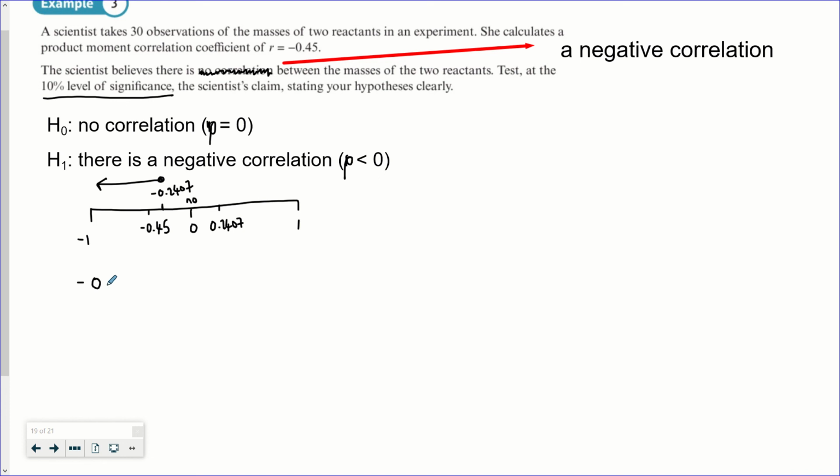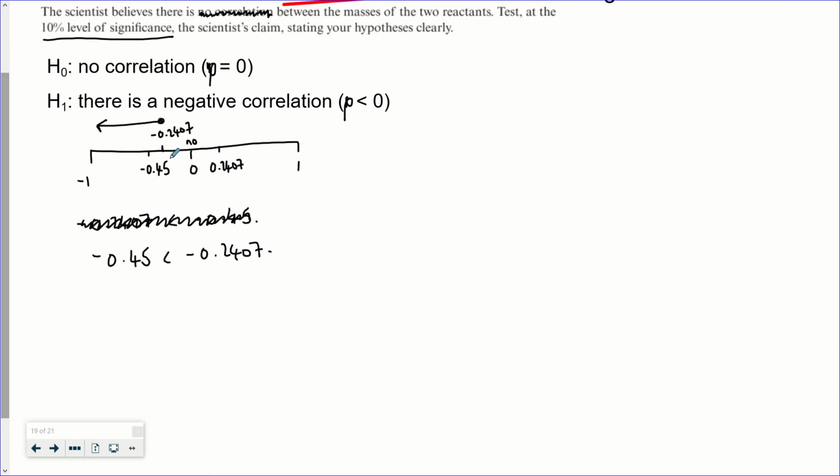So let's write that down. Minus 0.2407 is less than minus 0.45. Sorry, I've done that the wrong way around. Minus 0.45 is less than minus 0.2407. So we can say that there's sufficient evidence to suggest that there's a negative correlation between the reactant masses.